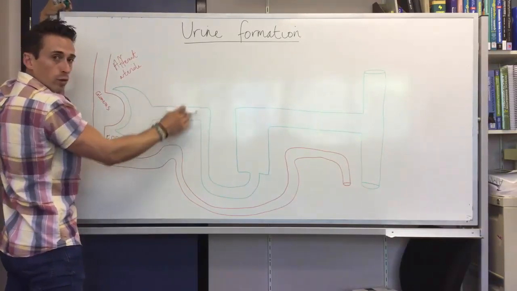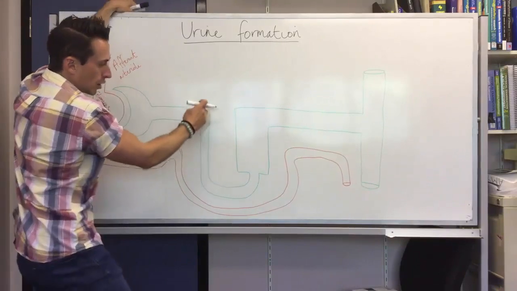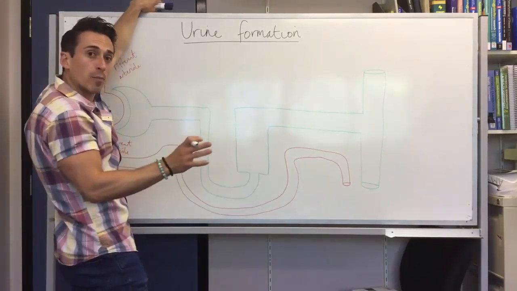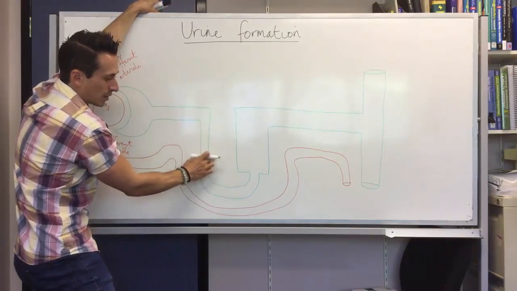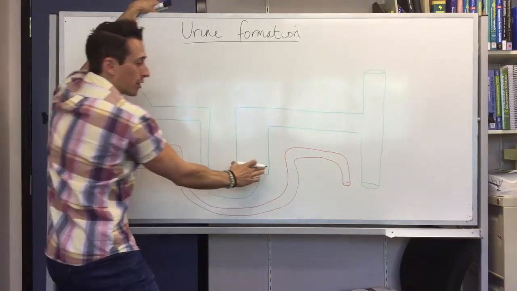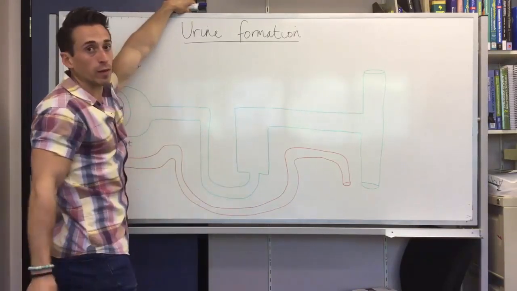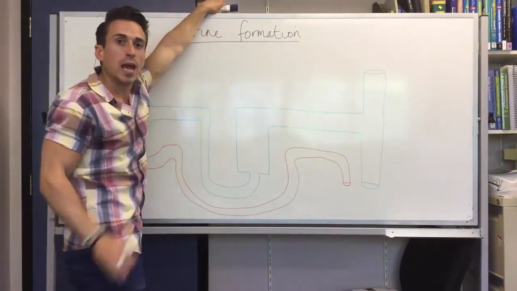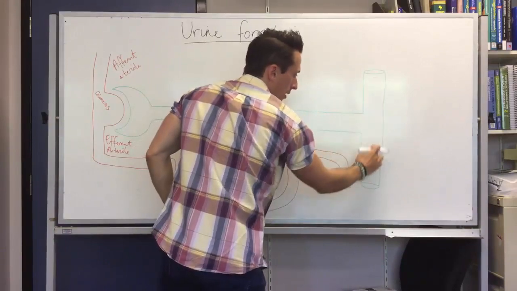So proximal convoluted tubule. You've got the loop of Henle, also known as the nephron loop, which is made up of the thin descending loop of Henle and the thick ascending loop of Henle. Then you have the distal convoluted tubule, and then you have the collecting duct.